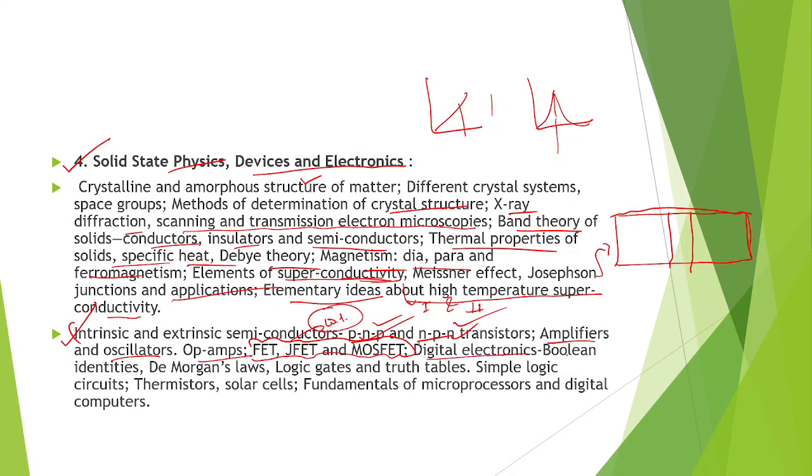So you have digital electronics and the important portion, Boolean circuits, Boolean identities, De Morgan's law, A dot B, you know, A plus B dot C, easy things. Logic gates, truth tables, simple logic circuits, thermistor, solar cell, yes, the principle might come, the diagrams, so we will see that. Fundamentals of microprocessors and digital computers.